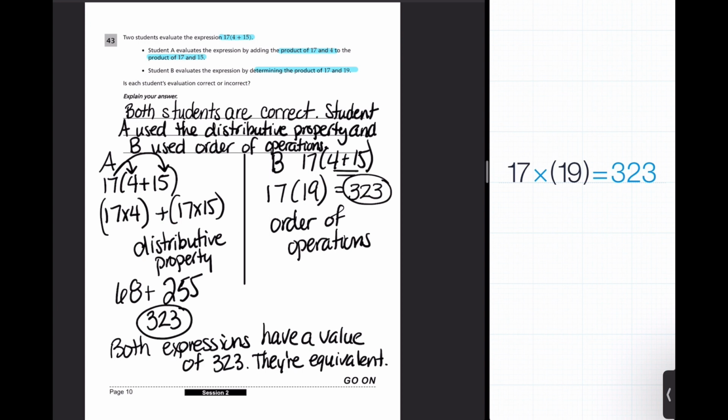So hit pause and jot this down. You just need something naming the distributive property in the first and naming order of operations in the second, and proving that they are both equivalent values and equivalent strategies to evaluating the expression.